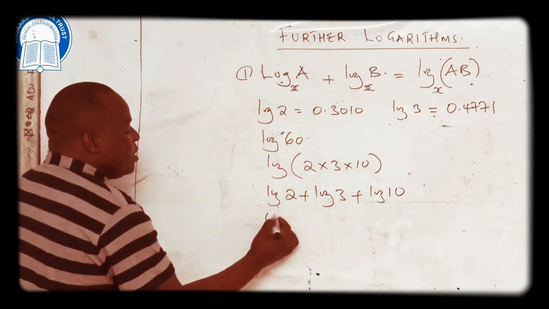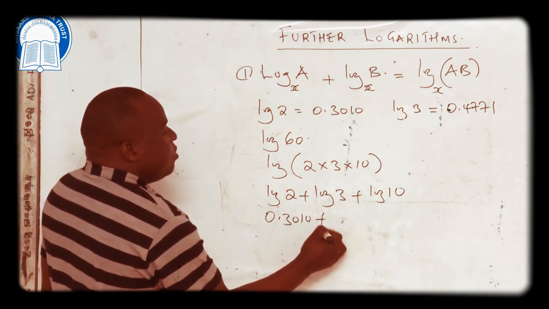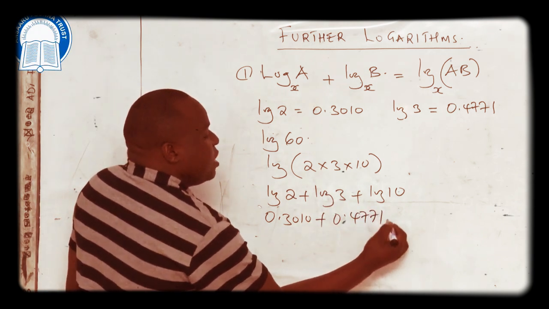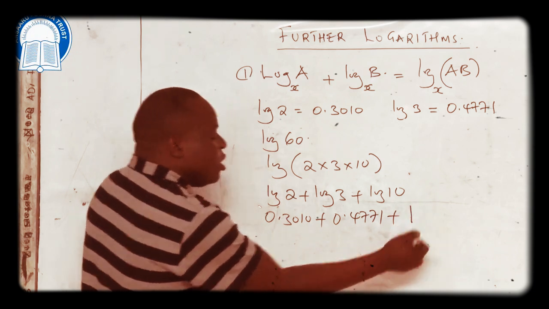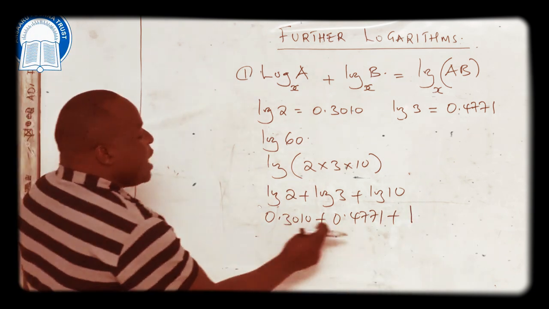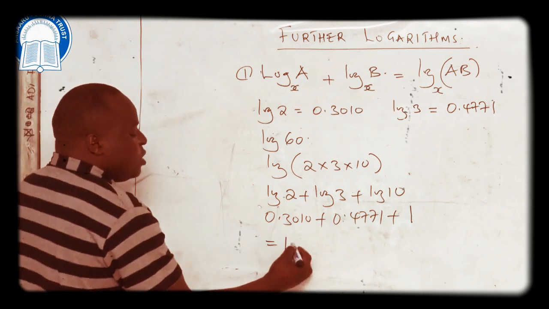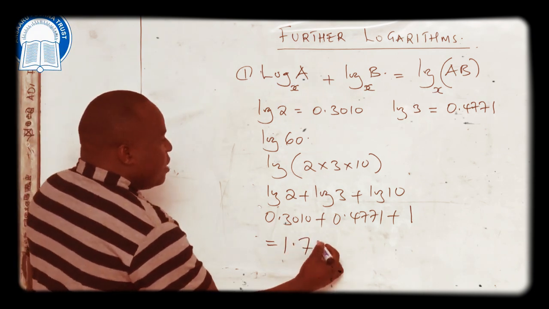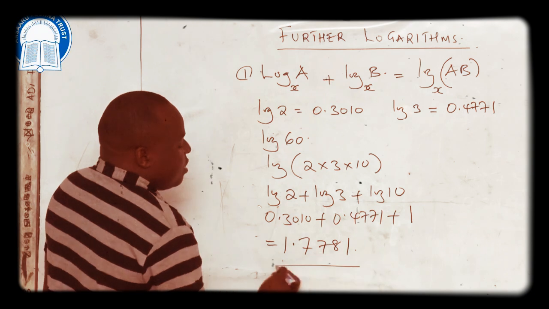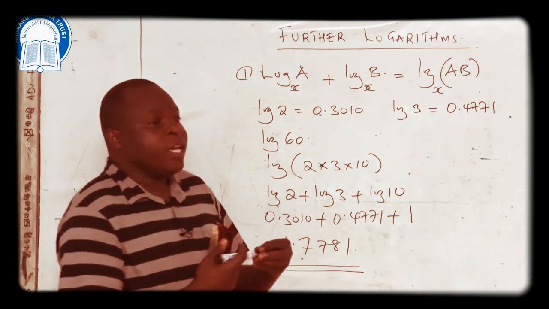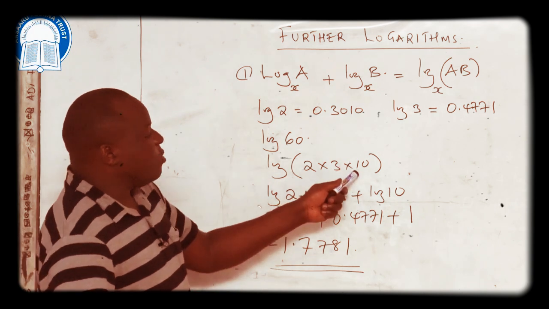Log 2 was 0.3010. Log 3 was 0.4771. Then log 10 is actually 1. So if you add these three values together, it gives you the final answer, which is 1.7781. That is it.